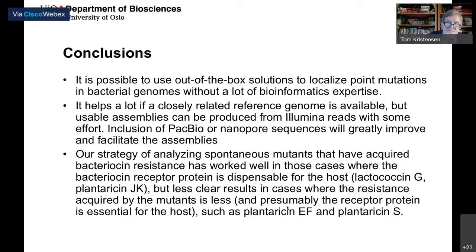And the final conclusion with this, I mean, things worked well in those cases where we could pick mutants that were really resistant, but we get less clear results in the cases where resistance is less than 100%. That they can take somewhat more bacteriocin, but if you put more of it in, they will eventually die.